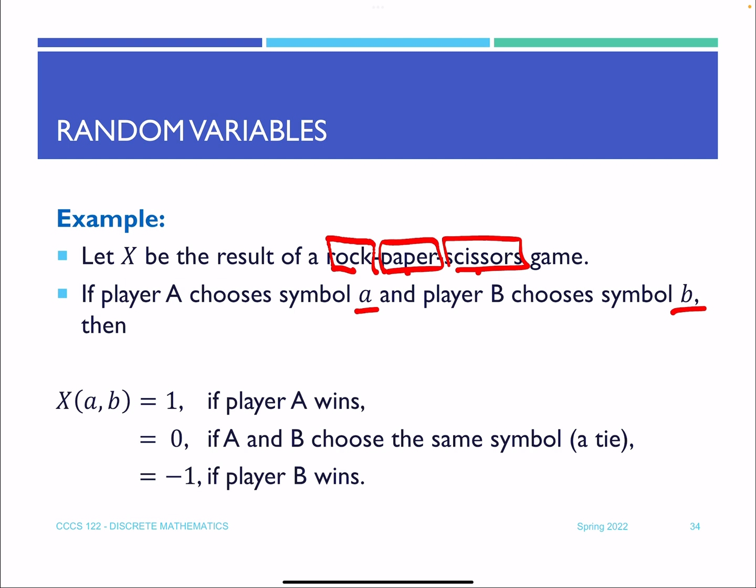And if the function, this random variable X, is passed A and B, it'll return one of 3 possible values. 1 if player A wins, -1 if player B wins, and a 0 if there's a tie, which is also a possibility.